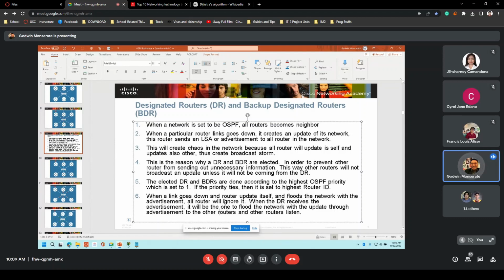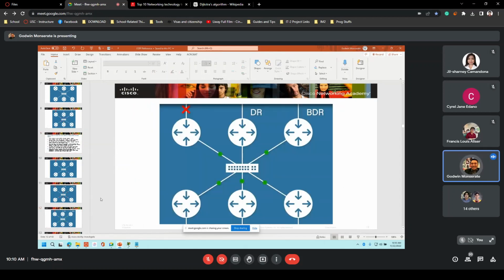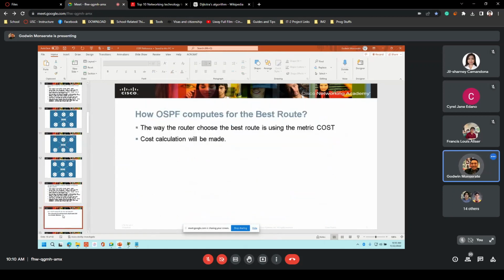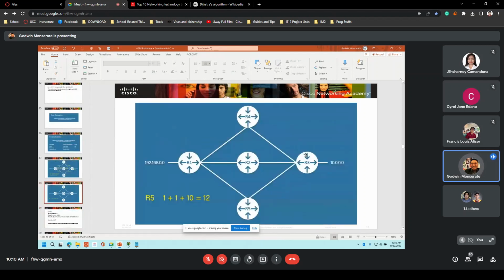So how are the DR and BDR created? The election of the DR and BDR is done according to the highest OSPF priority, which is set to 1 by default. Okay? So meaning, you configure it, and this is the PID, the process ID of a particular OSPF. If the priority ties, meaning both are 1, then it goes to the highest router ID. We will set that later in our configuration. Okay? So that's how OSPF is configured on a router.